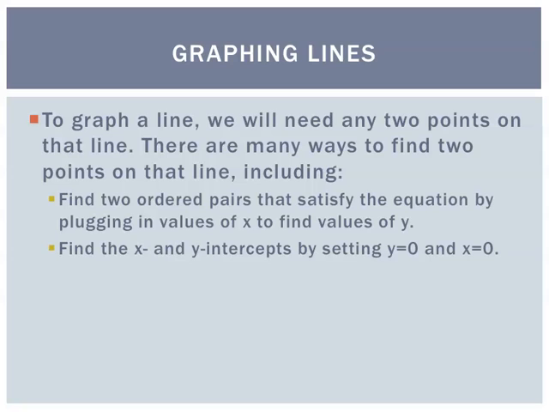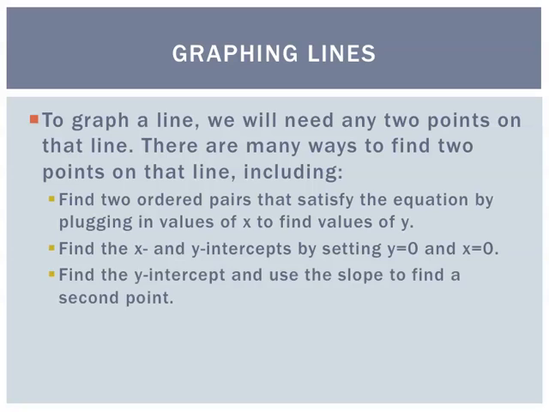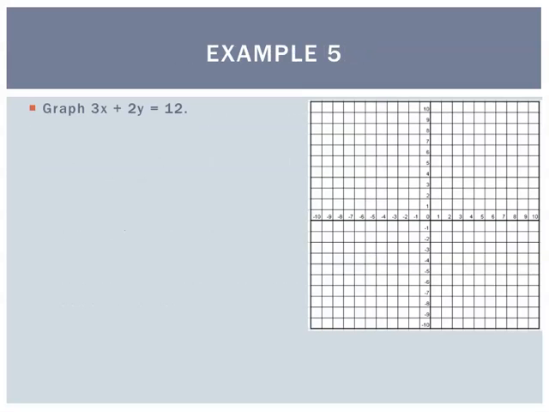The last way is probably the way that you're most used to graphing lines, which is to find the y-intercept, graph that point, and then use the slope to find a second point. In this next example, I'm going to show how we can use all three methods and get the same line. So 3x plus 2y equals 12.